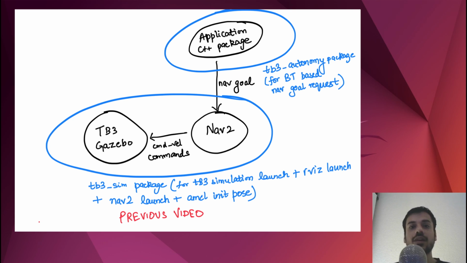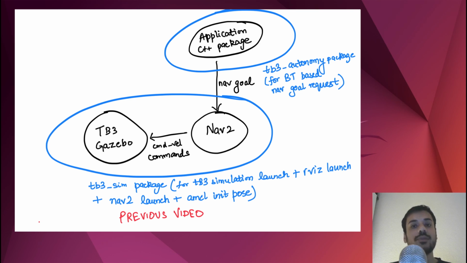We said that the first half, which we already developed in the previous video, would be infrastructure, so to speak. That included your Gazebo setup and your Nav2 setup inside our own custom package called tb3_sim. Once again, that package had your tb3 simulation launch, RViz launch, Nav2 launch, and AMCL init pose. If you don't know what I'm talking about, please look at the previous video to understand how we started building this project for a patrolling robot in ROS2 and what we're doing in this video.